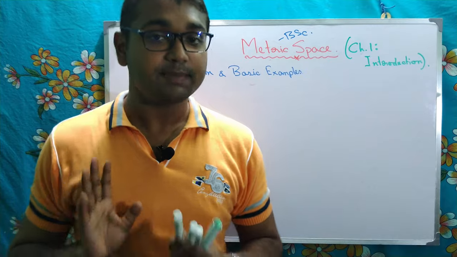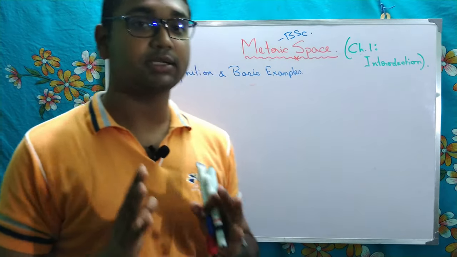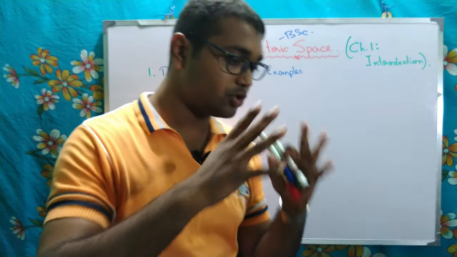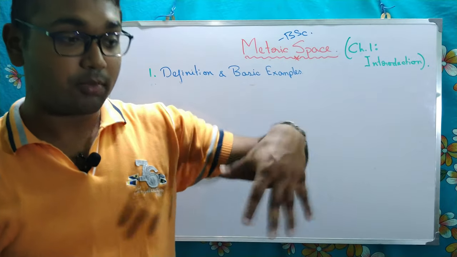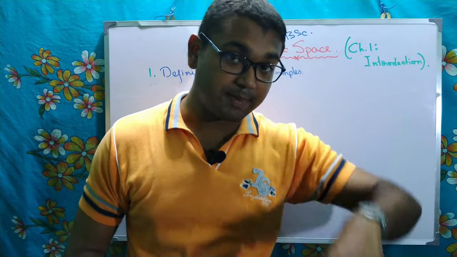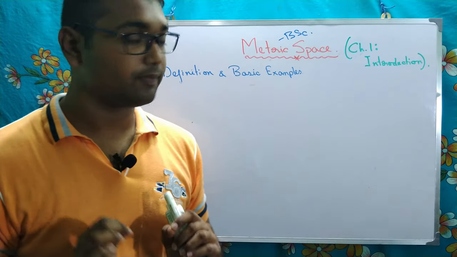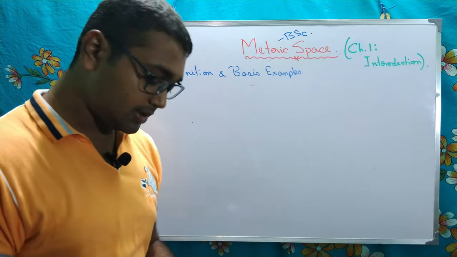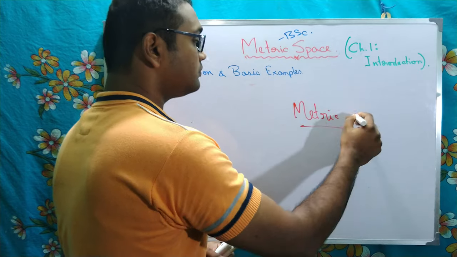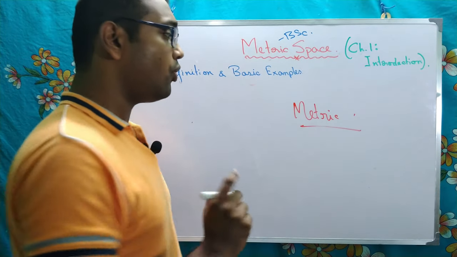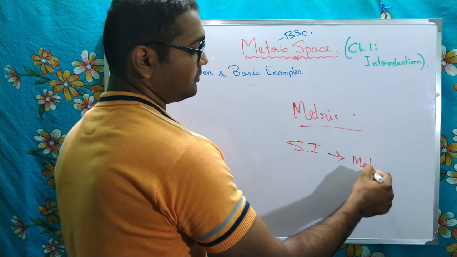So space is clear. Space means a set along with specific conditions. This is the basic definition of space. A space is a set on which some condition is imposed, and the points in that set always satisfy those conditions. This one was about space. Next is, what is this metric? Now, can anyone say why this SI system of units is called the metric system?